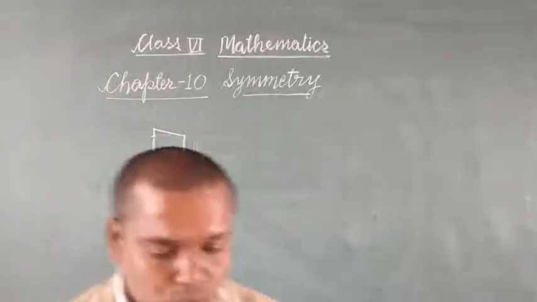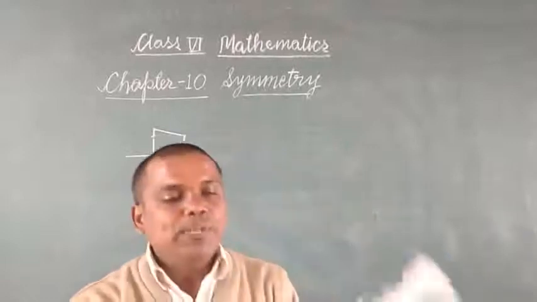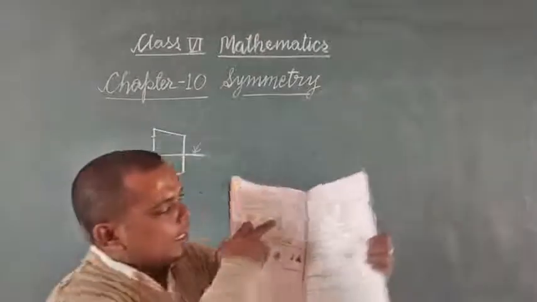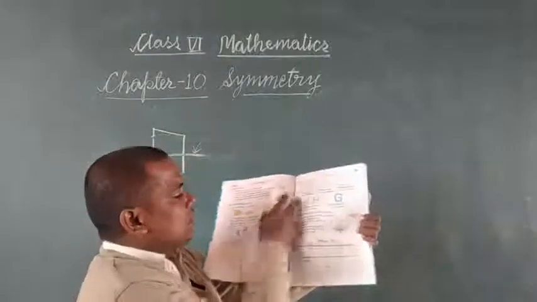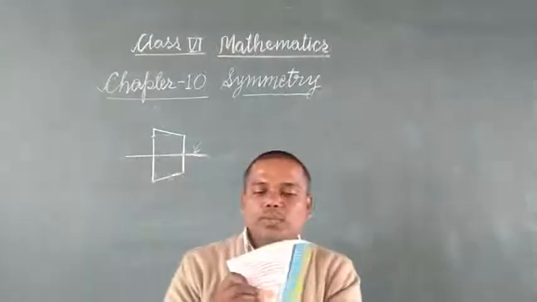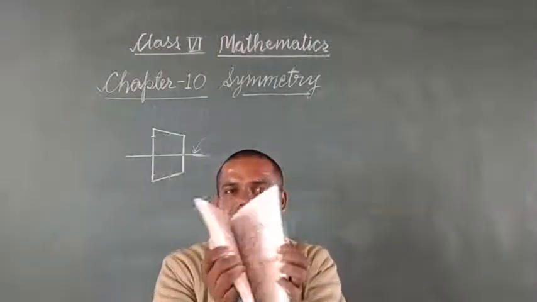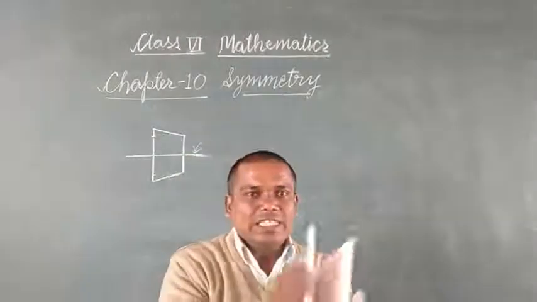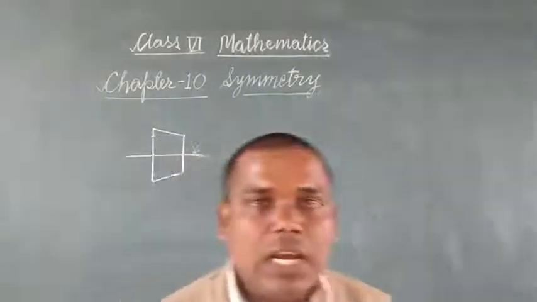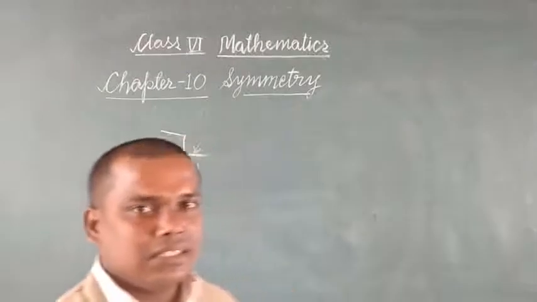Now you see the book. If we close the book and open the book, here you can see one line. When we close it, this part of the book exactly covers this part of the book. So we can say that at the joint of the pages, there is one line of symmetry.